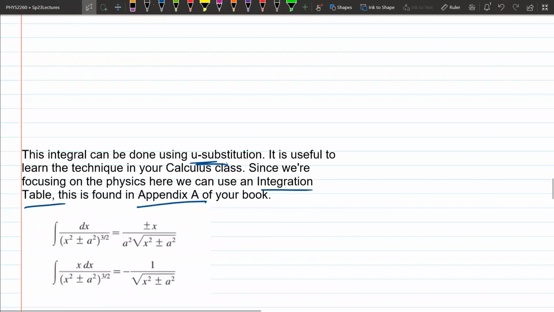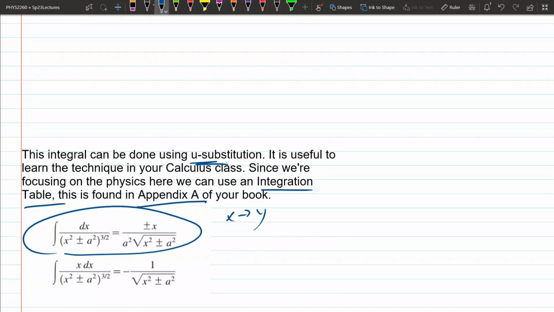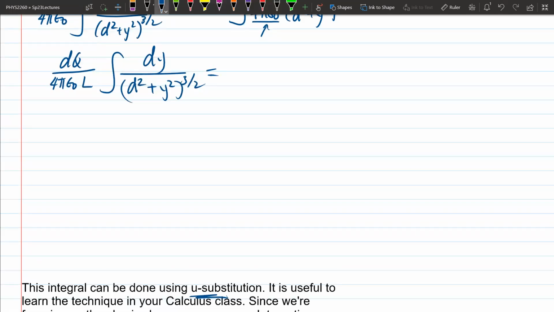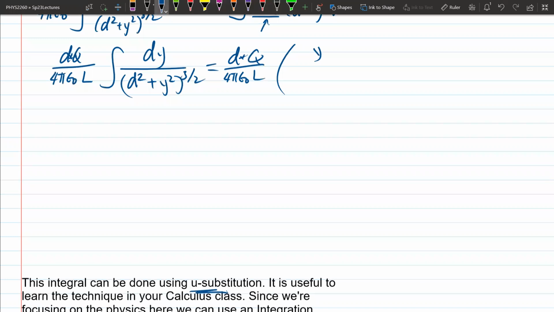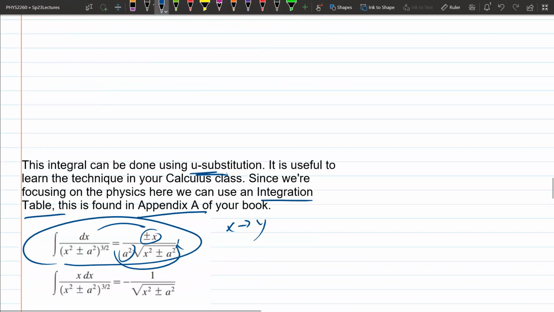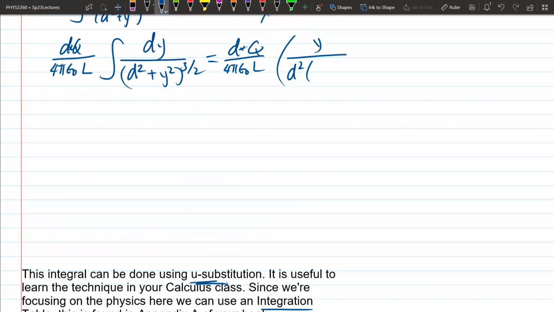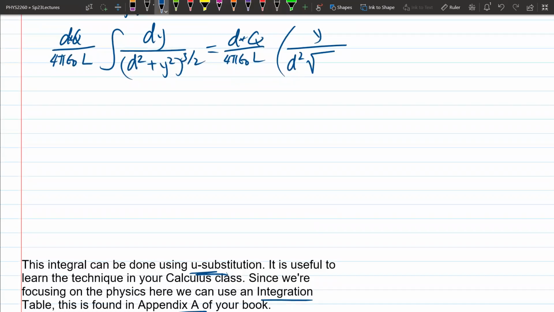All right, we're going to use this form of integral because, instead of x's, you think of them as y's, since we have y's instead. What this integral turns out to be is that you lower the power from 3/2 to 1/2, and the dx turns into an x, and you also have a factor of a squared in front. In our case, that's going to be the distance d. So if we complete this integral, d times q, I'm going to put a little star here because it's not dq, over 4 pi epsilon naught L. The integral turns into y instead of x, and instead of a's we have d's, so that's d squared in front, and then the square root of y squared plus d squared.